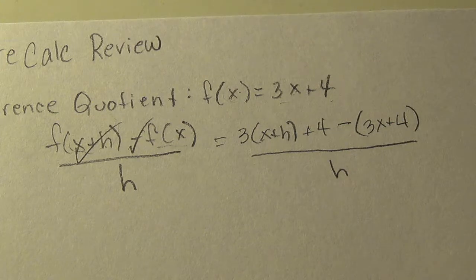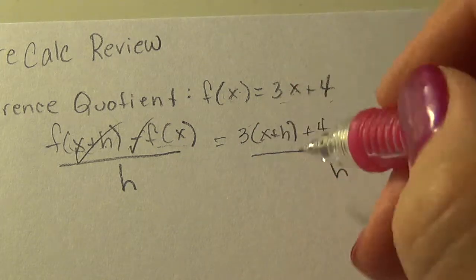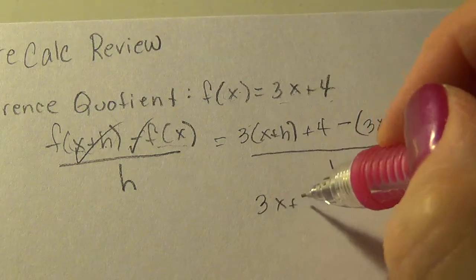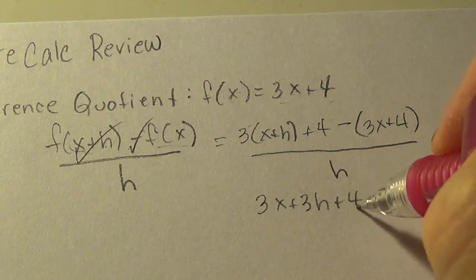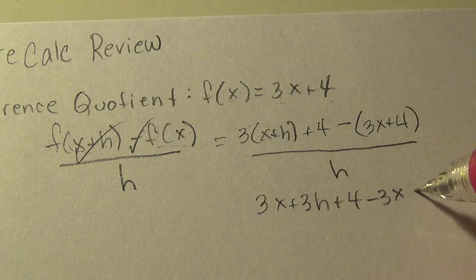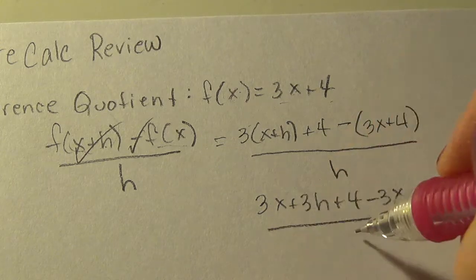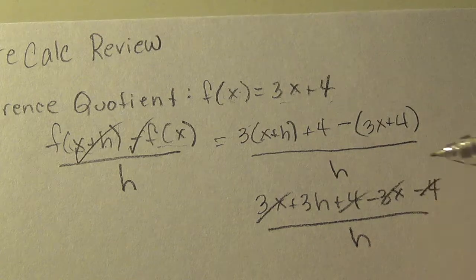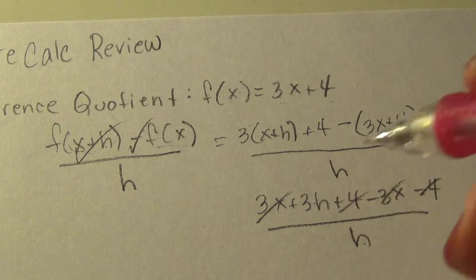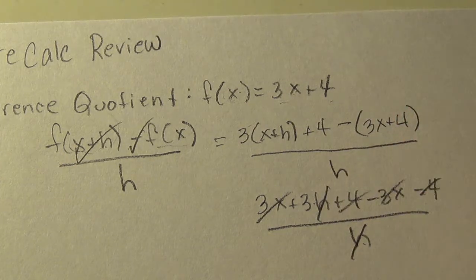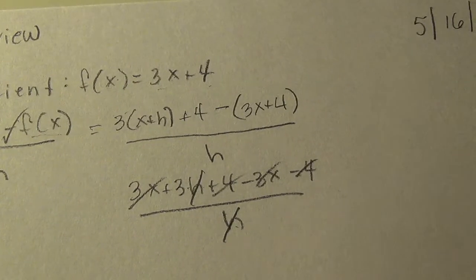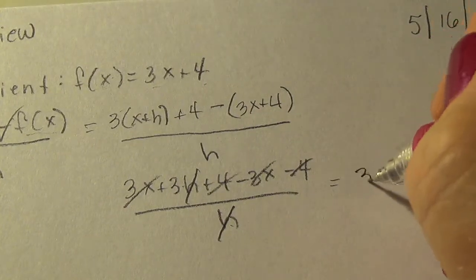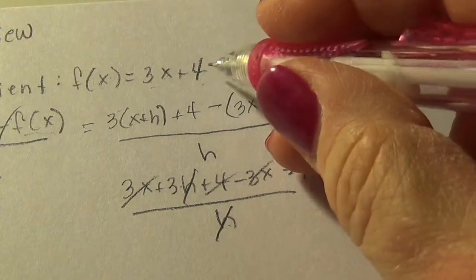So the rest is simplifying. 3x, and this is where it gets really fun because so many things will drop out. The 3x's and the 4's. And we end up with 3h over h. So the only thing that remains is a 3. And that is the difference quotient for this function.